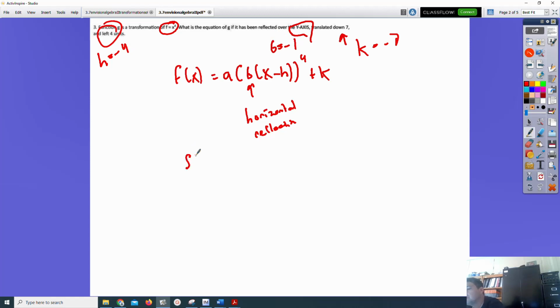So what are we calling this one? G of x, understood 1 for a, -1 for b. If we take away a -4, we're going to be adding 4, fourth power, minus 7 for k. And I need one other set of parentheses right there. That's what she needs to look like. And that's it.